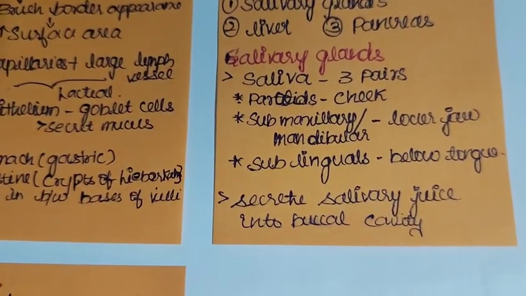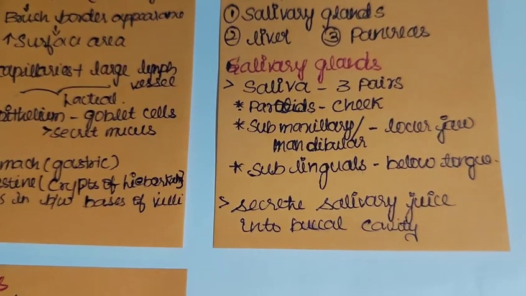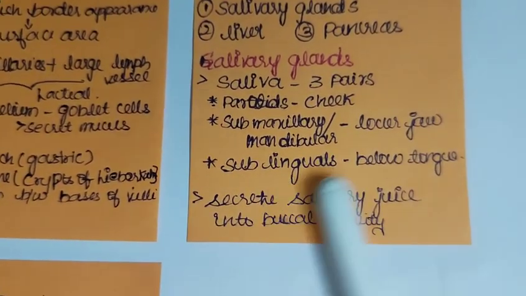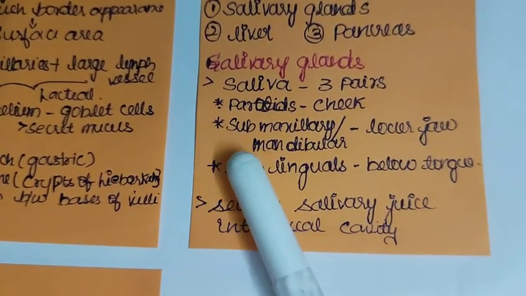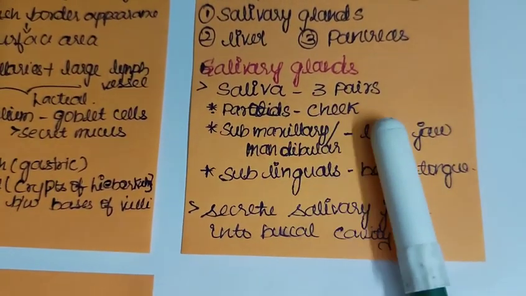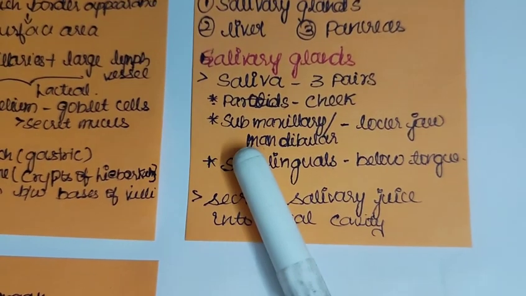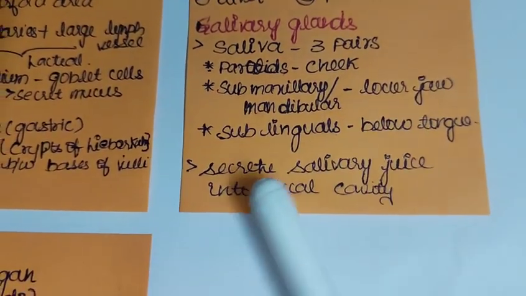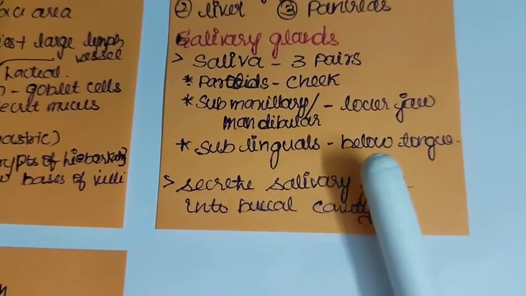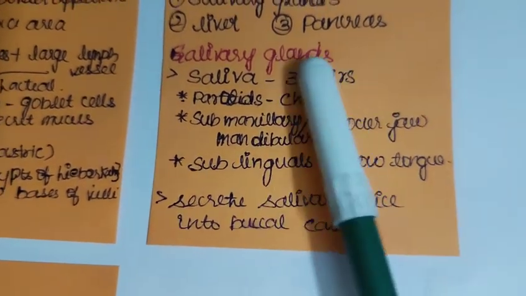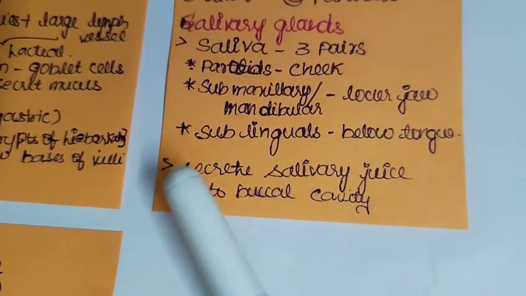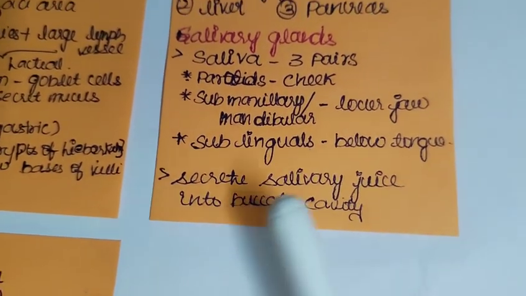Starting with the salivary glands. We have 3 pairs of glands which provide saliva. The first is the parotids, which are present in the cheeks. The next is the submaxillary or mandibular glands, which are present in the lower jaw. The next is the sublinguals, which are present below the tongue. All these 3 glands provide saliva.